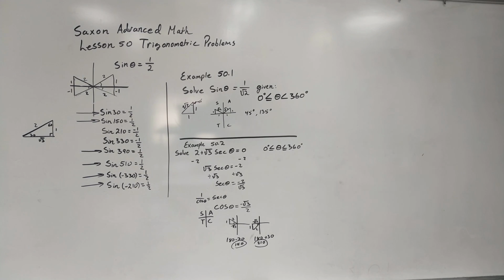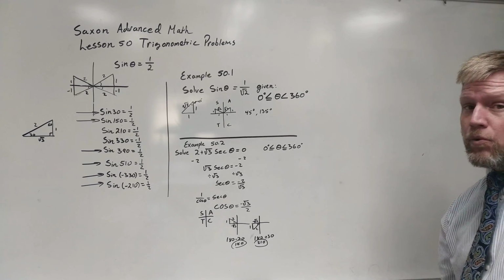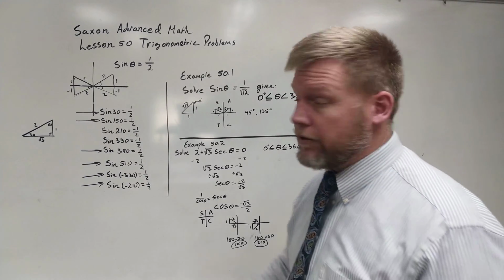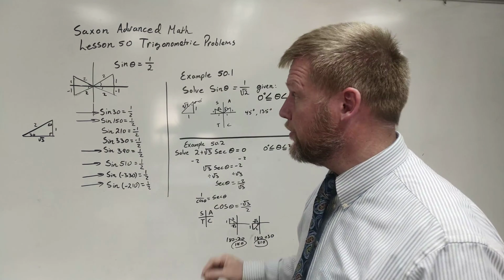Saxon Advanced Math Lesson 50, we're going into a little more with the trig problems. We've already done quite a bit with trig, and we understand our special triangles. Remember our 30, 60, 90 and our 45, 45, 90 triangle.